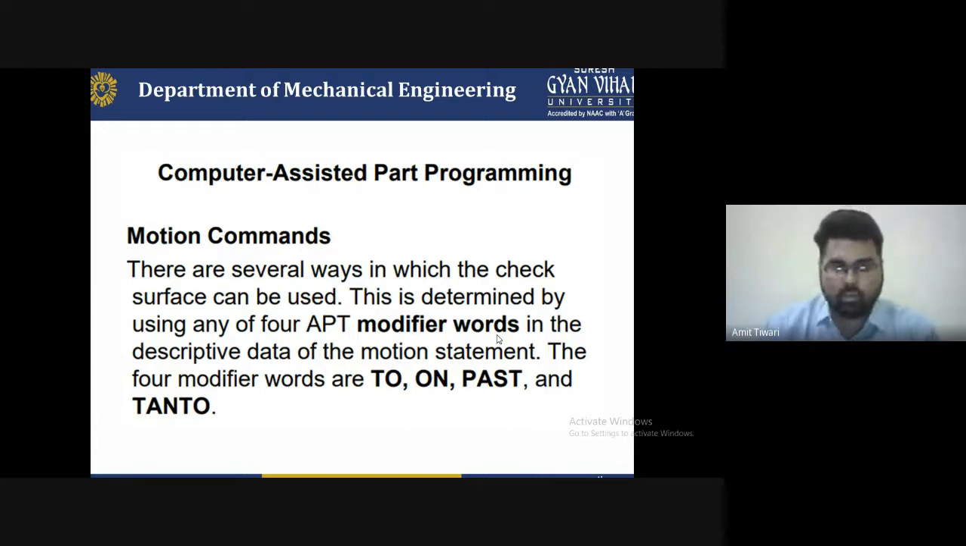So these are the four types of modifier words which are used to check the surface, or the quality, which will be determined by the APT modifier words. They have to be used by programmers working with the quality checking of the surface as per the requirement of the customer demand, or the surface quality approval. There are different types of words available to move the motion command, and we get certain advantages by modifying the words in the description data of the motion command.